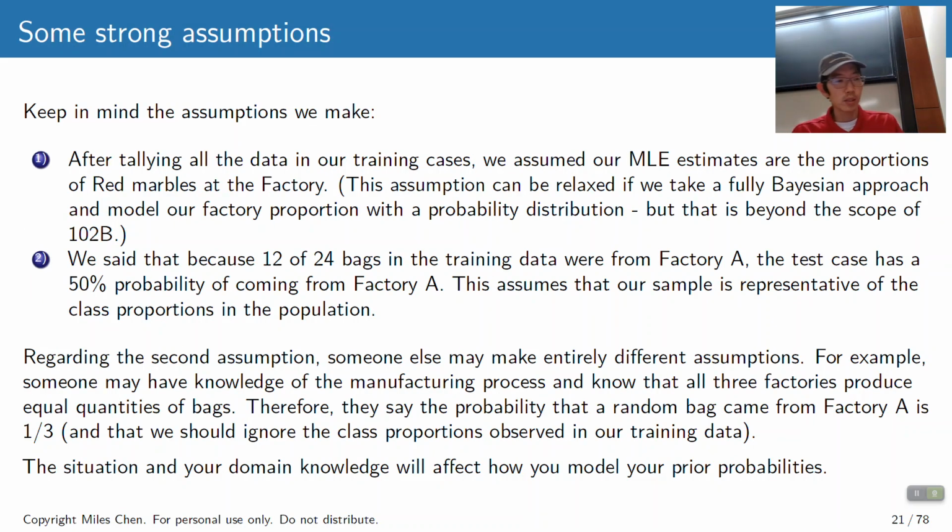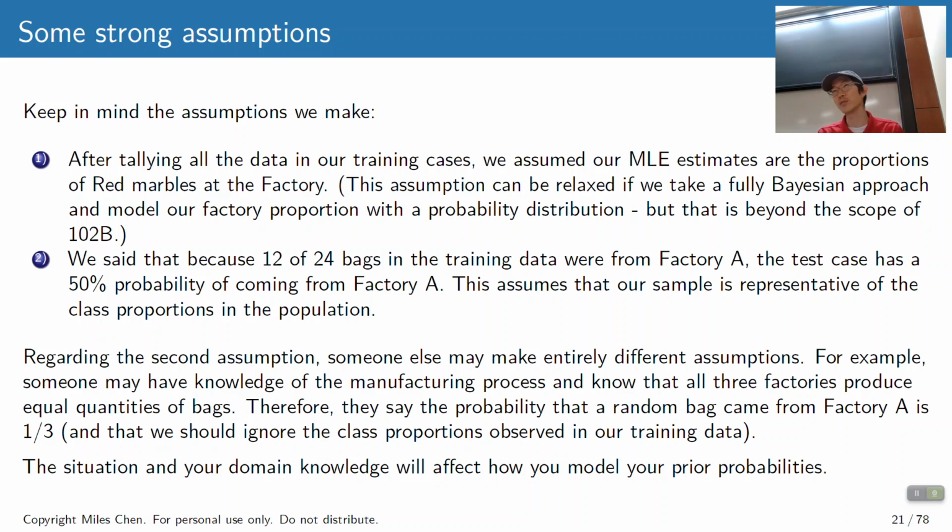There are some major assumptions going into this example that we did. One big assumption was that I looked at the data and said, in my training data, for the 12 bags that came from factory A, what I observed was 60% red and 40% blue. And therefore, I'm assuming factory A produces 60% red marbles. That's a pretty strong assumption, right? We're assuming properties of the factory just based on my sample of data, which could be wrong.